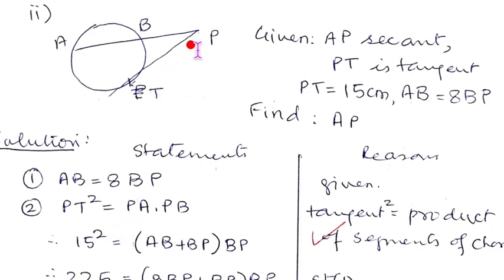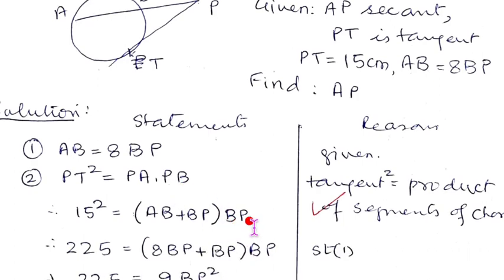But then what is the connection between this AP, which is the secant, which is forming the products of the chord as PB into PA, and that will be equal to PT square because of this property. See there, tangent square is equal to product of segments of the chord. So we'll have 15 square is equal to PA, means AB plus BP, into this PB. I have written it as BP here.